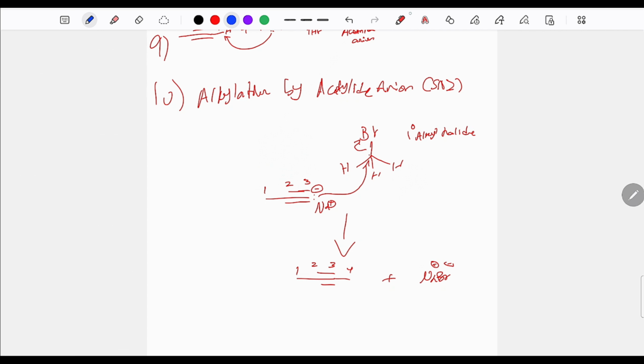And I do want to clarify some confusion here. We haven't learned a reaction to make a primary alkyl halide. We've learned a reaction to make secondary and tertiary alkyl halides, but not a primary alkyl halide. So a primary alkyl halide is just something that you would have to include as a reagent.